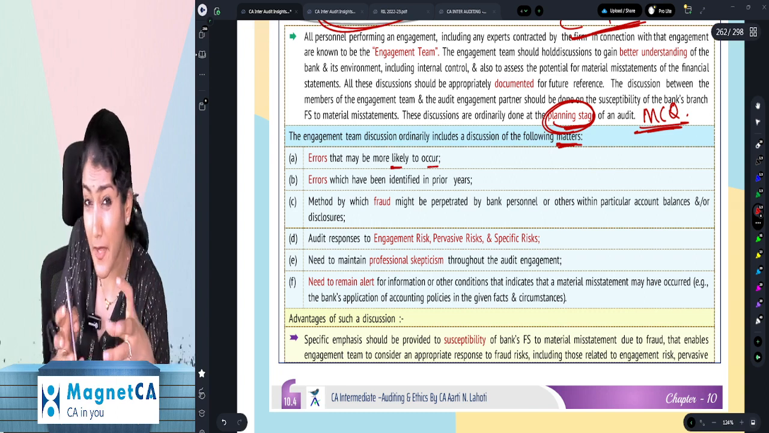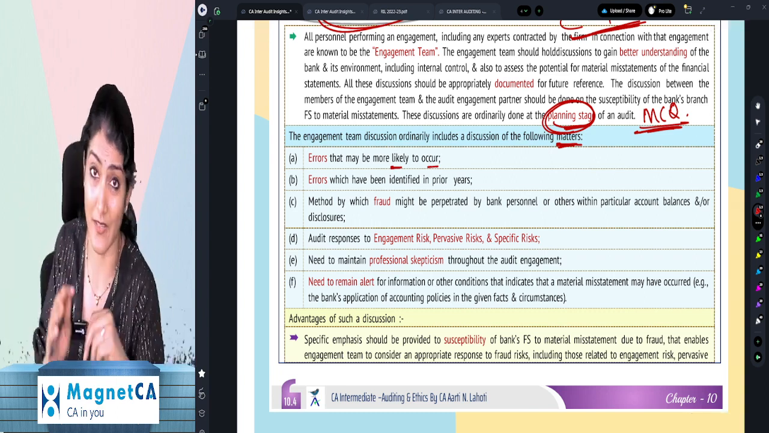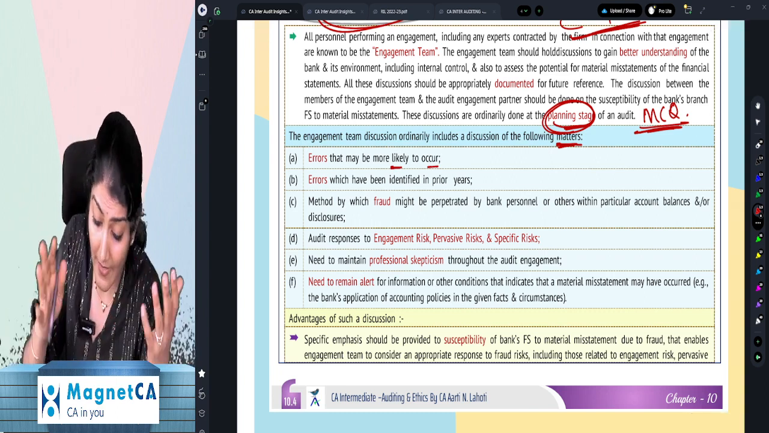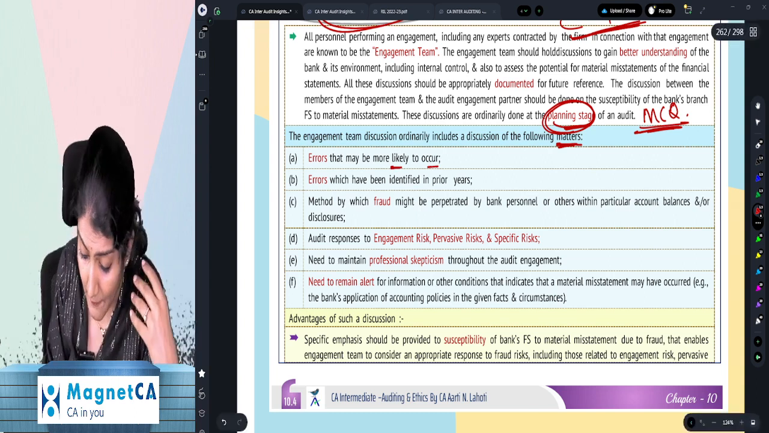That is, in which areas in the bank something could go wrong in the future. And then errors which may have been identified in the prior year.